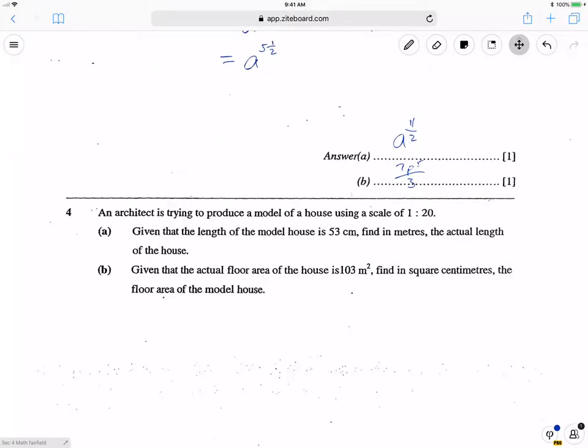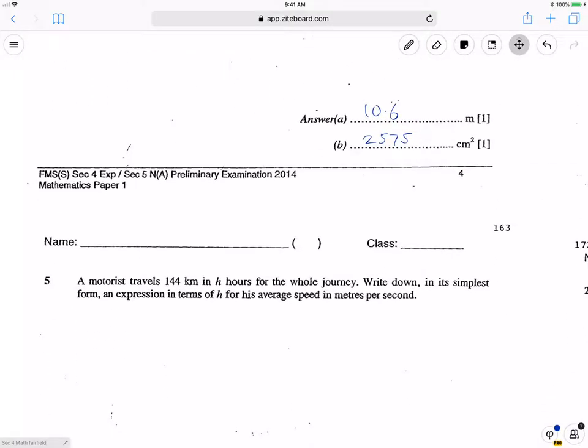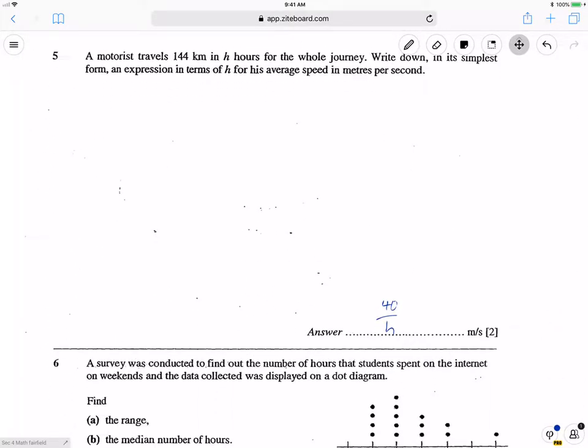Okay, next one. An architect is trying to produce a model house. Answer 10.6 and 2575. Okay? Not bad. Next. 40 over H? Nope. Okay, go through. So a motorist travels 144 km in H hours for the whole journey. So we want the average speed in meters per second.